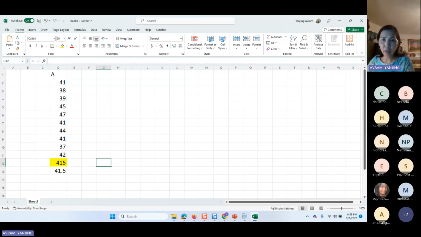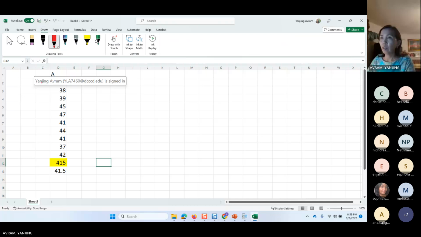Let's see what we call this one. Is it a sample or the population? That is a population. So for the population, we're going to use the mu here. So my mu here is equal to 41.5.